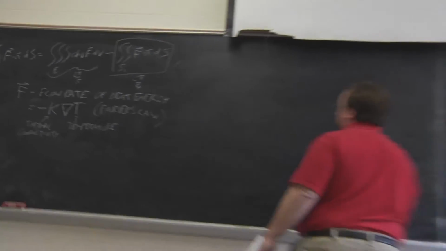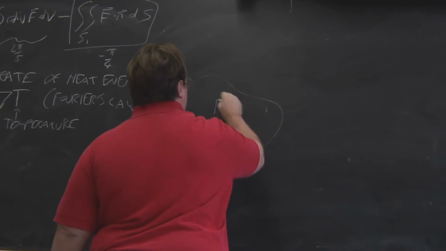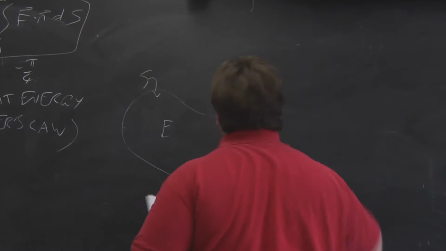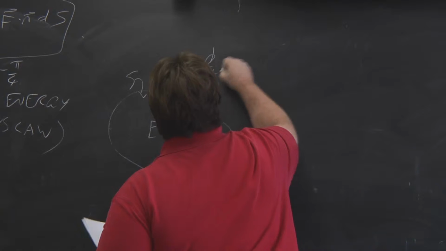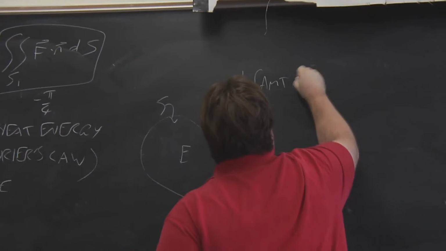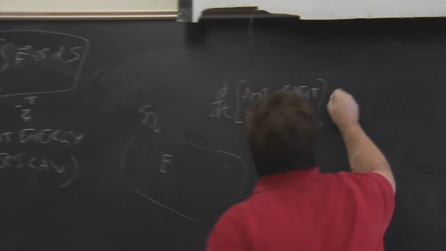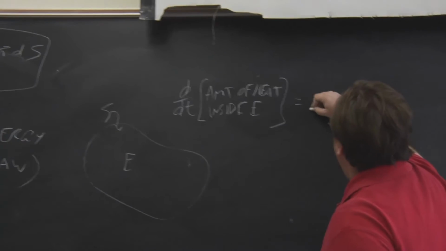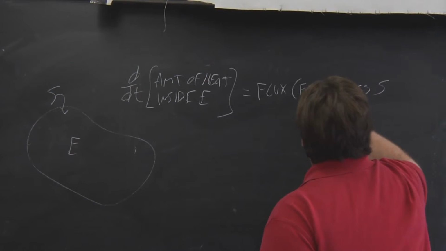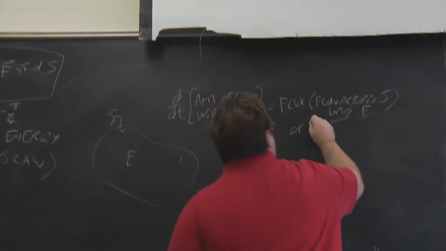So the basic principle of conservation of energy is this: if you have solid E, bounding surface S, bless you, then the rate of change with respect to time of the amount of heat energy inside the solid is equal to the flux, flow across the surface into the solid, of heat energy.